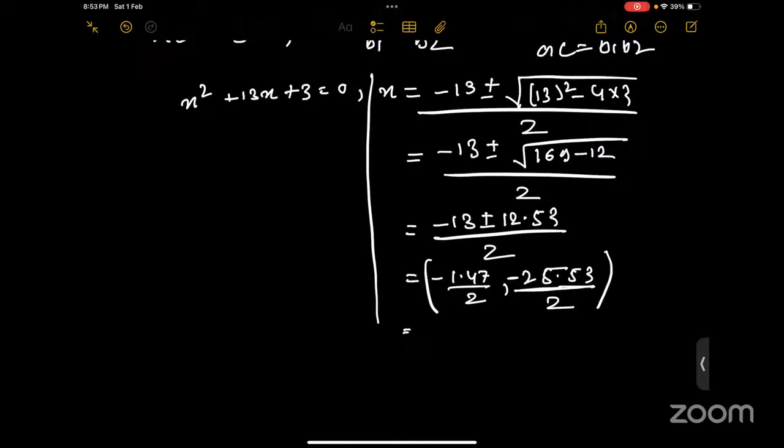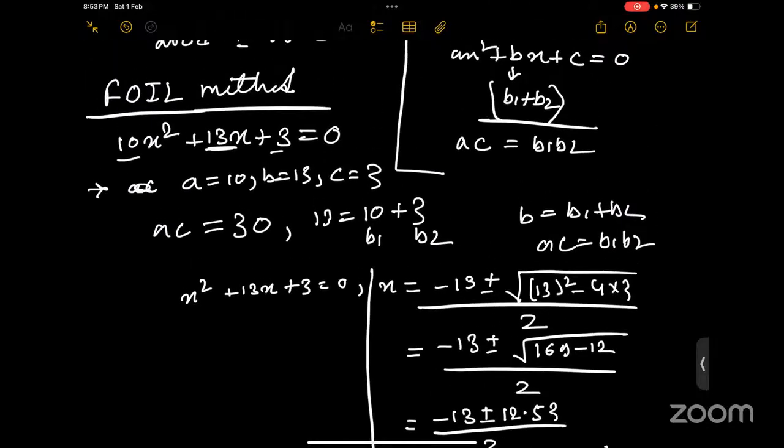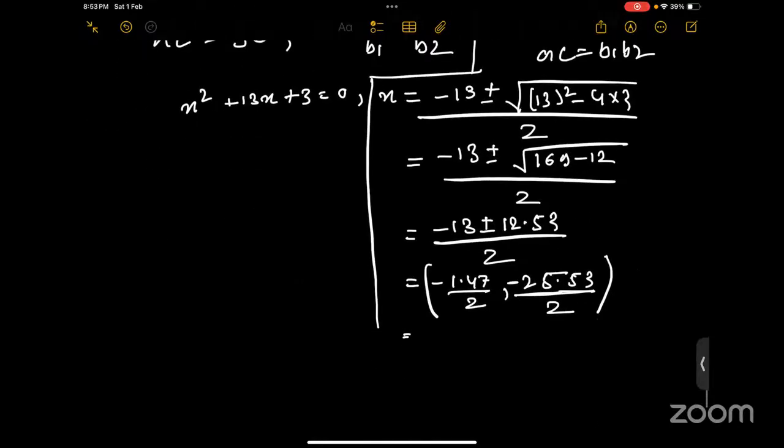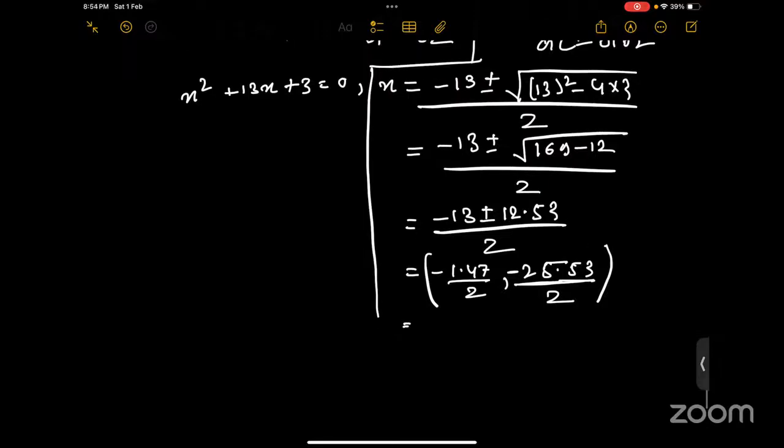Ma'am, there is a different method, right? Which is easier: the FOIL method, splitting the middle term? Ma'am, will specific types of questions need the completing the square method and a factorization method? No, the method doesn't matter at all. You may be asked some practical questions, something like that.